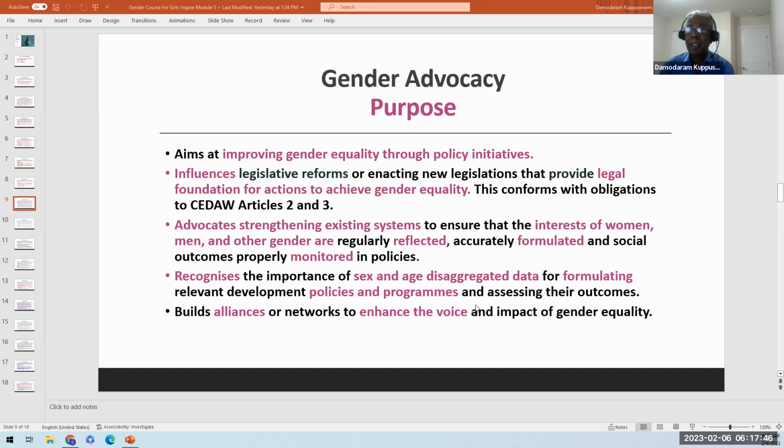Let's move on. So all that we have said, when we look in terms of gender advocacy, what we push here is gender equality. So what policies exist and what changes need to be made? It needs to be around how we contribute to gender equality. What is required to deepen and widen gender equality?